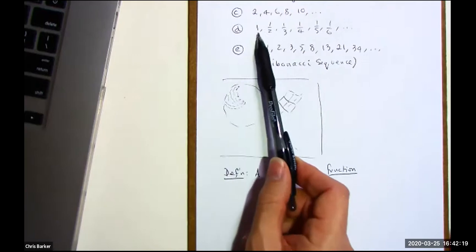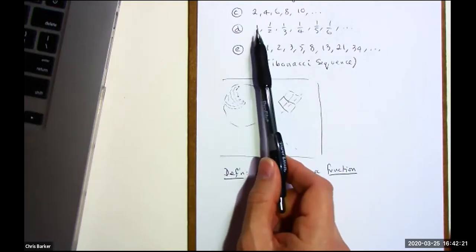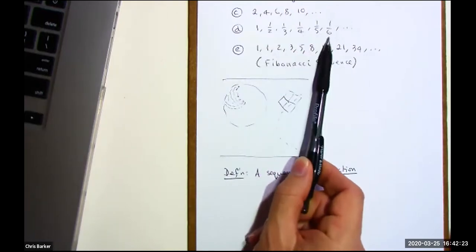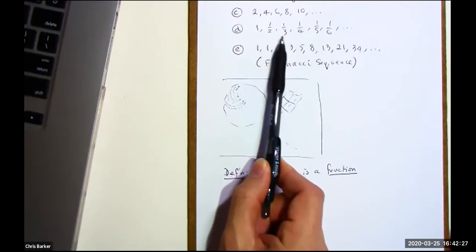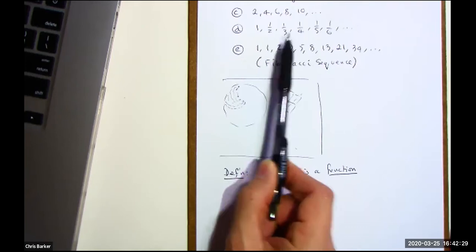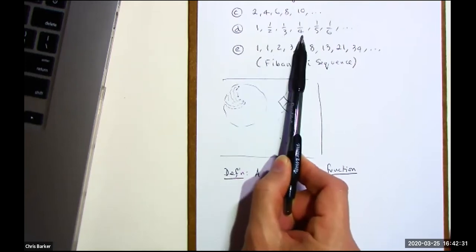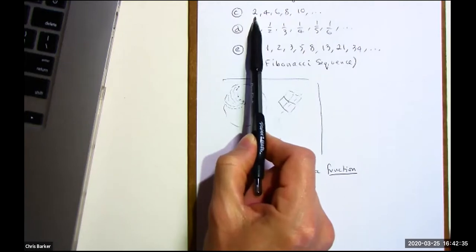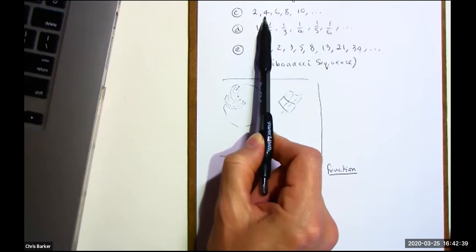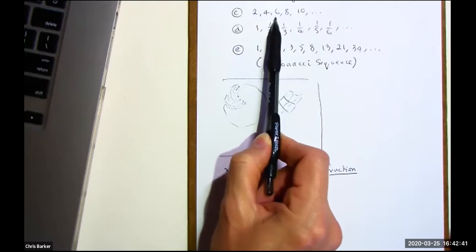The x's are just the numbers 1, 2, 3, 4, 5, 6, etc. So when I plug in 1, I get out 1. When I plug in 2, I get out 1/2. When x is 3, y is 1/3. When x is 4, y is 1/4, etc. Here, in example C, when x is 1, y is 2. When x is 2, y is 4. When x is 3, y is 6, etc.